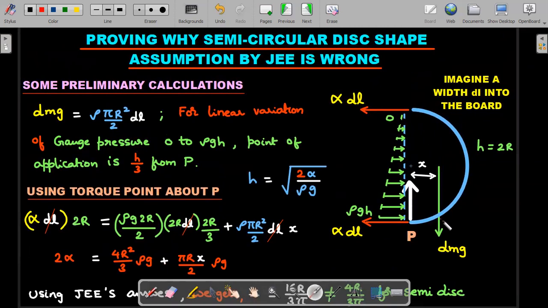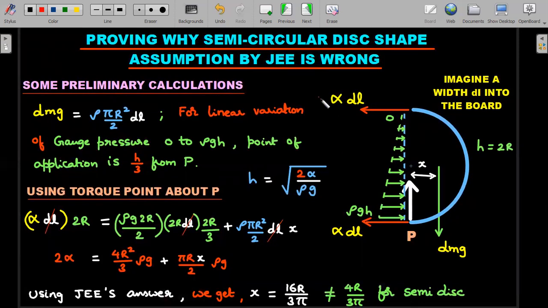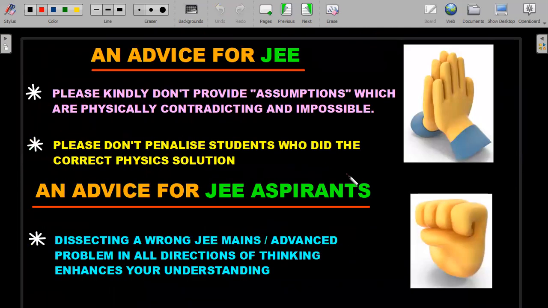Actually, this curvature can't be symmetric. And that's what our Pathfinder question and my previous video actually tries to prove, right? So my simple request to JE and JE aspirants separately, before we move on to the practice problems, is very simple. Please kindly don't provide assumptions which are physically contradicting and impossible.